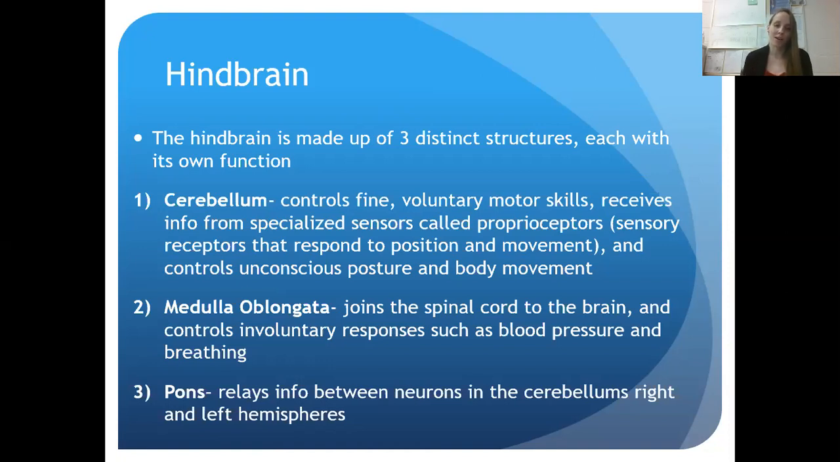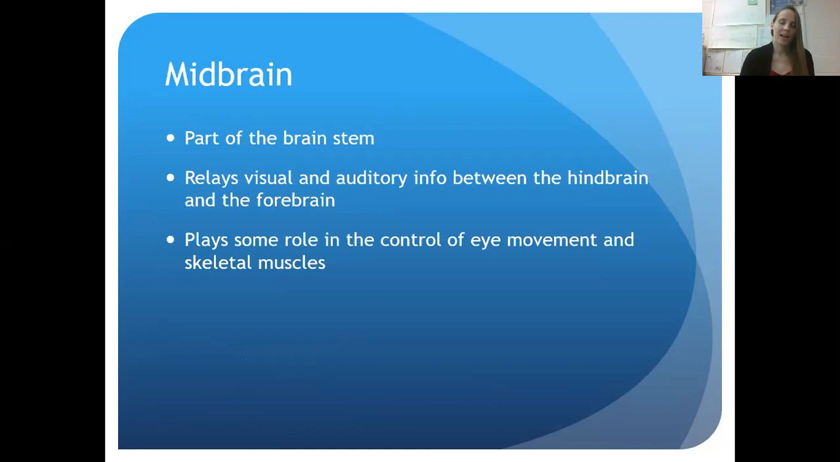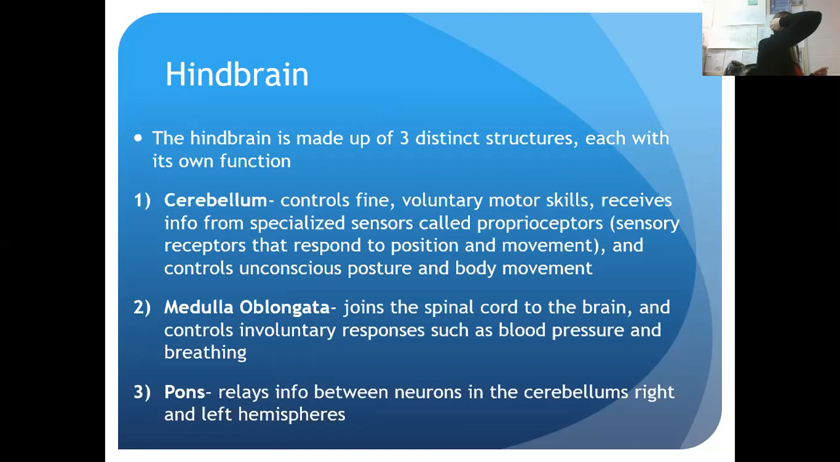The medulla oblongata joins the spinal cord to the brain. It controls involuntary responses like blood pressure and breathing rate. And then the pons just moves information between the right and left side of the cerebellum. By the way, your cerebellum is at the very back of the head, back here. So the pons is just moving information between the cerebellum. But both the pons and the medulla oblongata are close to the brainstem area.